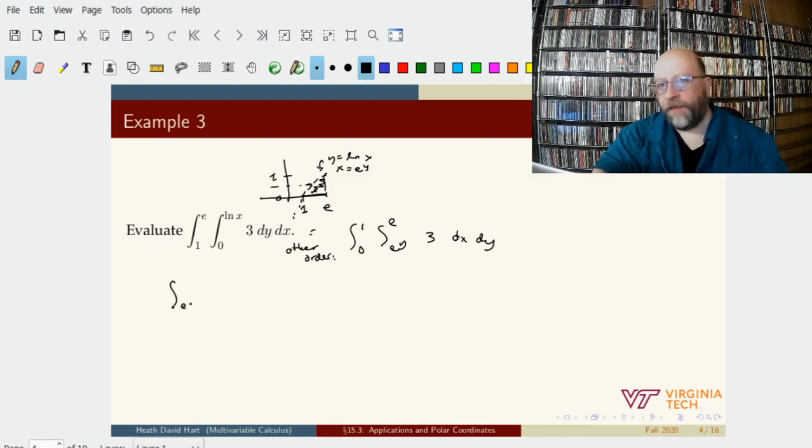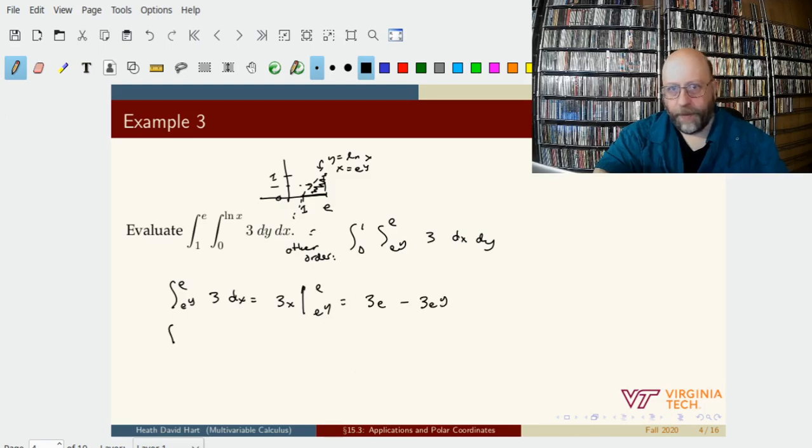So let's see what happens. If we set this up as the integral from e to the y to e of 3 dx, we get 3x evaluated at e and e to the y. That's 3e minus 3e to the y. Then we integrate that from 0 to 1. e is just a constant here, so this is just 3ey, and the integral of e to the y is e to the y.